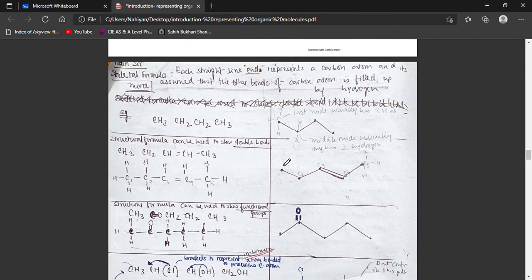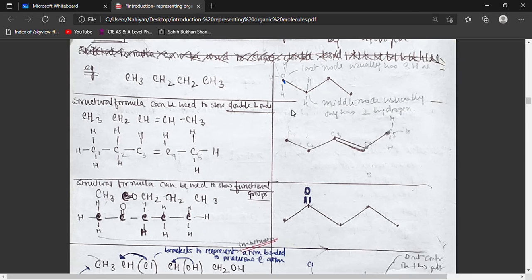So let's look at a few other examples. For skeletal formula, each straight line end and every corner, every kink, represents a carbon atom. We just got to know that. And it's assumed that the other bonds of carbon are filled up by hydrogen. So we just drew the kinks and the corners, and we assume that they're filled with hydrogens.